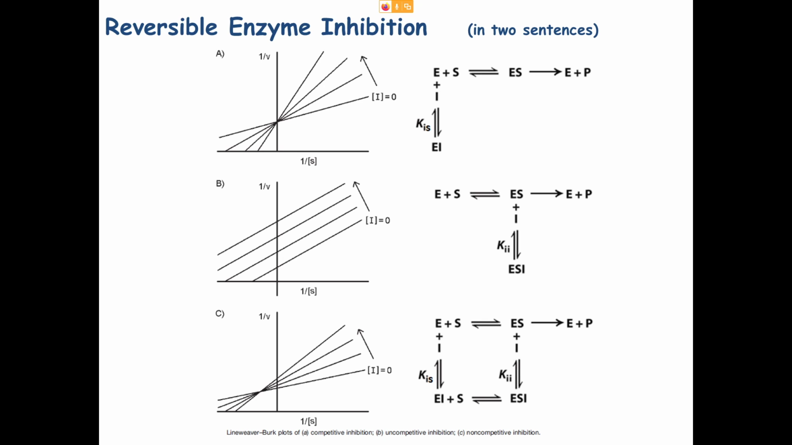A large number, because a way to say that I binds to ES weakly is to say that ESI falls apart readily. It's just another way of saying it. We like to say things as dissociation constants because they're so much easier to measure. Okay? So you see the relationship there.